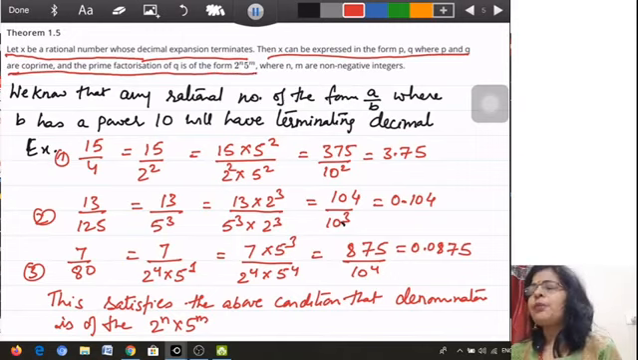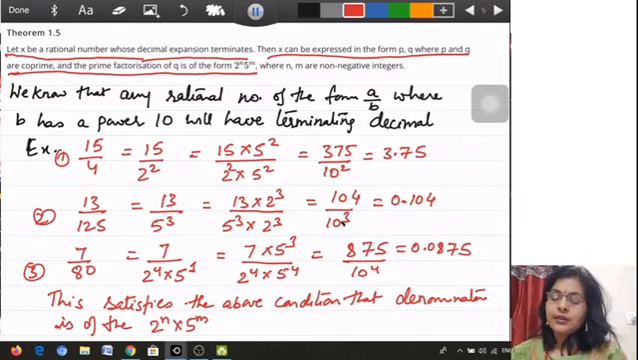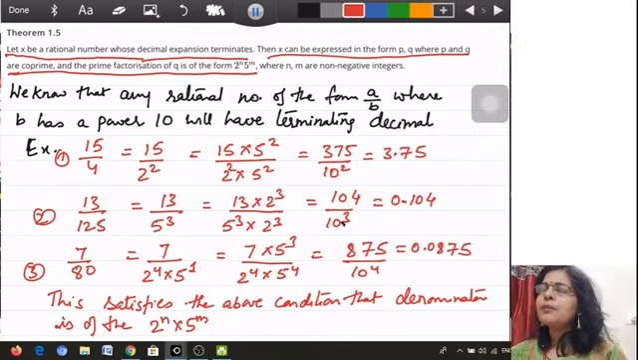This is a theorem in very simple terms. It can be understood that any number which has a terminating decimal is of the form where the denominator is 2 to the power n and 5 to the power m. Only this simple thing we should keep in mind, and that is also why, because 2 into 5 is equal to 10.